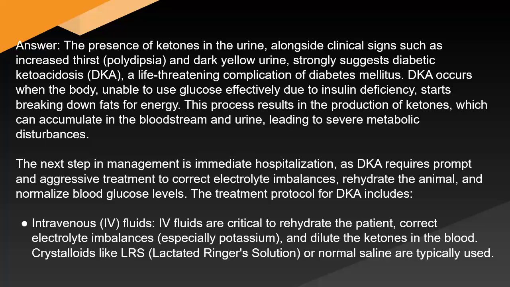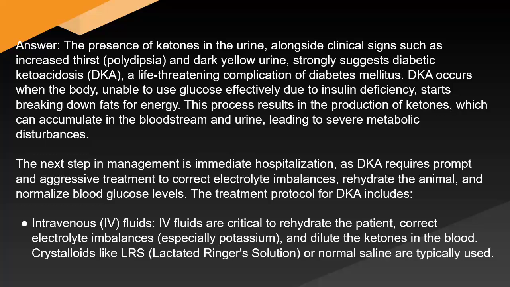DKA occurs when the body, unable to use glucose effectively due to insulin deficiency, starts breaking down fats for energy. This process results in the production of ketones, which can accumulate in the bloodstream and urine, leading to severe metabolic disturbances. The next step in management is immediate hospitalization, as DKA requires prompt and aggressive treatment to correct electrolyte imbalances, rehydrate the animal, and normalize blood glucose levels.